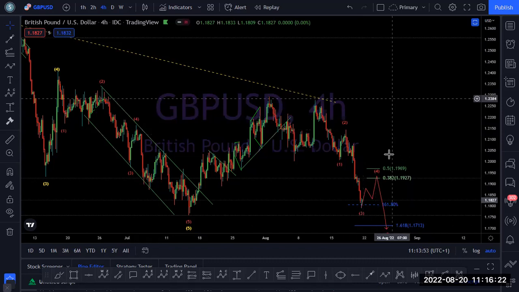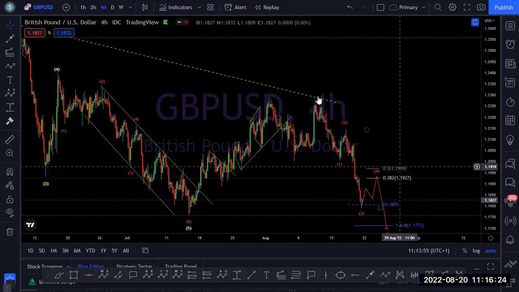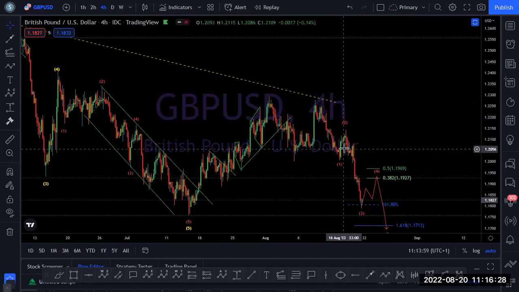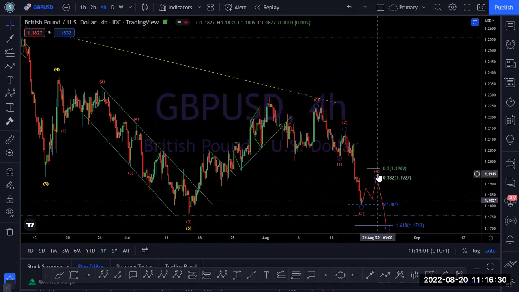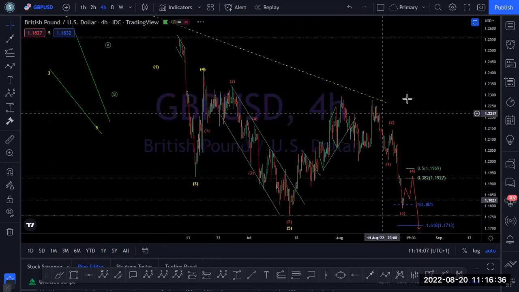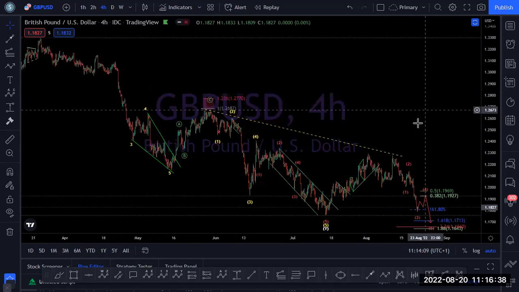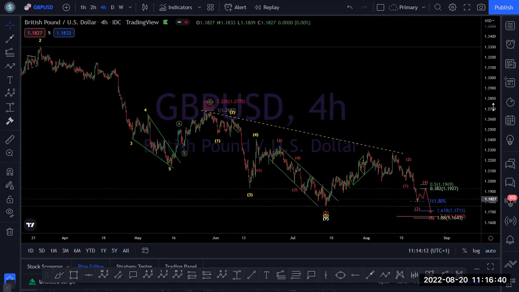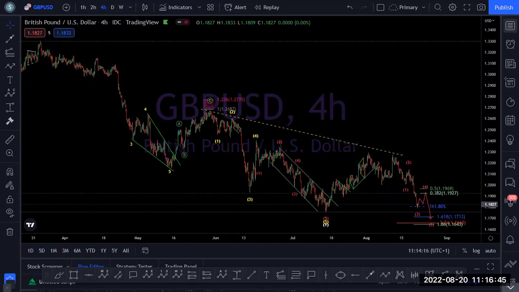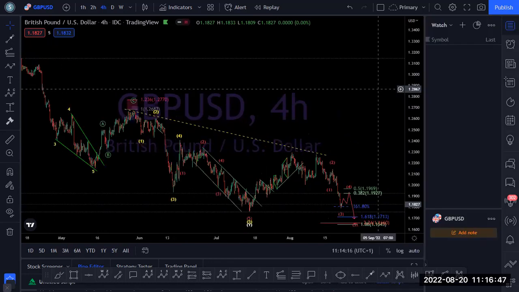So now we are getting 5 waves down. This move is sharp enough to be an impulse move. So this can be wave 1, 2, 3. When we get wave 4, I will sell because we are getting a new low. We are getting a new low on pounds USD. How much lower it will go, I do not know, but we are getting a new low. That's all I can say on pounds USD.